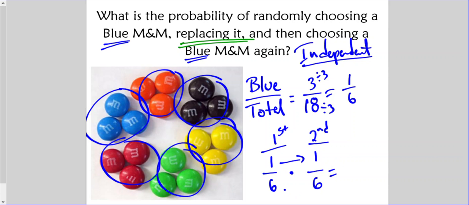I'm going to multiply straight across on top, 1 times 1. Straight across on the bottom, 6 times 6. That's 36. That's the chance that we get 2 blues in a row.